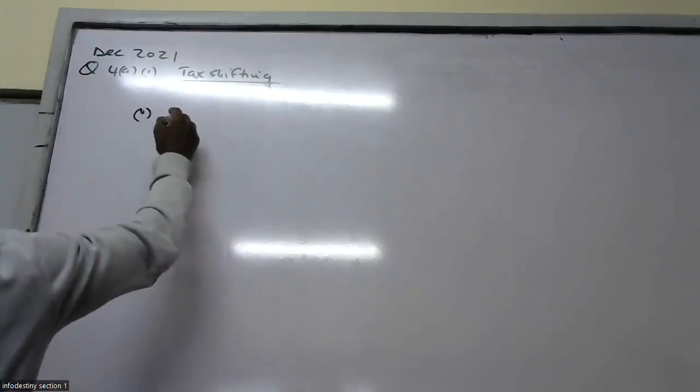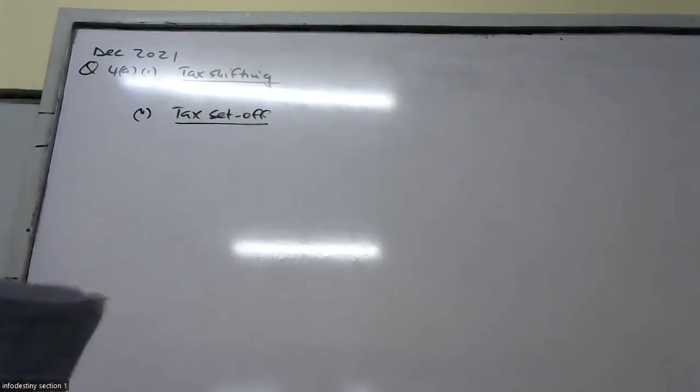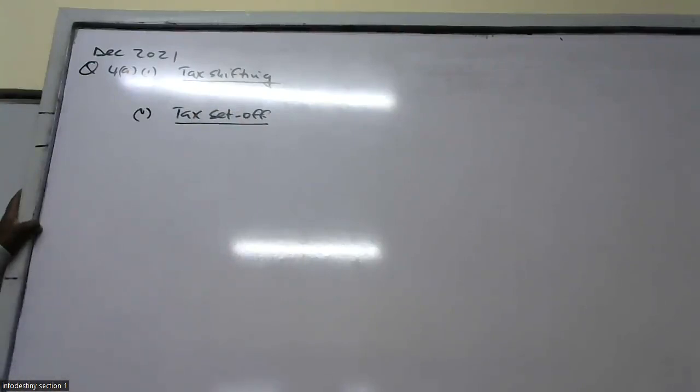Then number two, we have tax set off. So you say this refers to the deduction of taxes that are paid at the source to determine the tax paid.